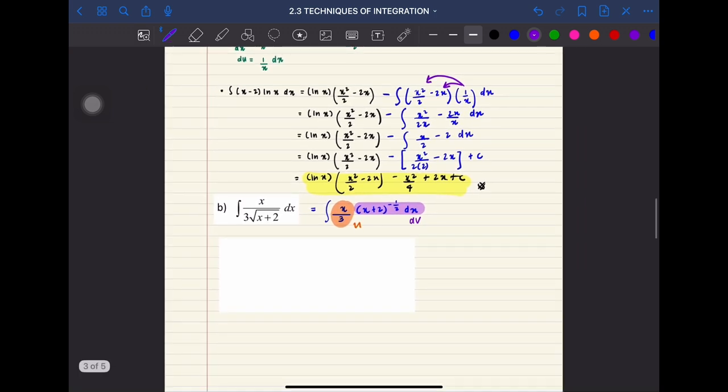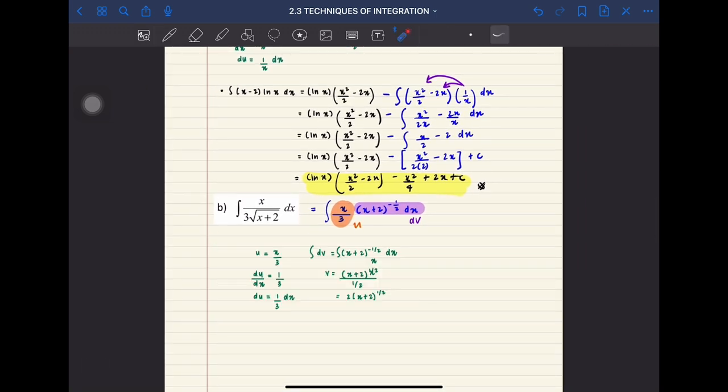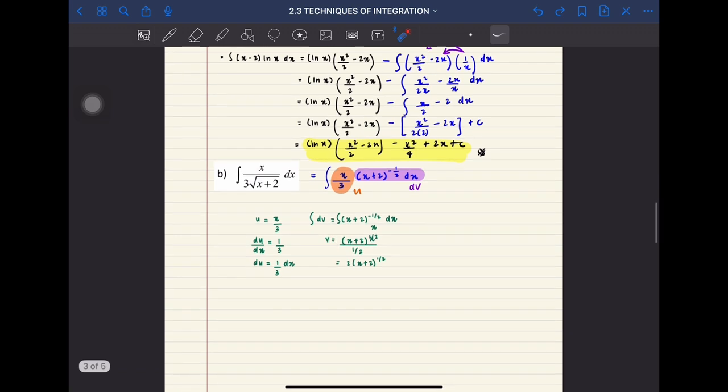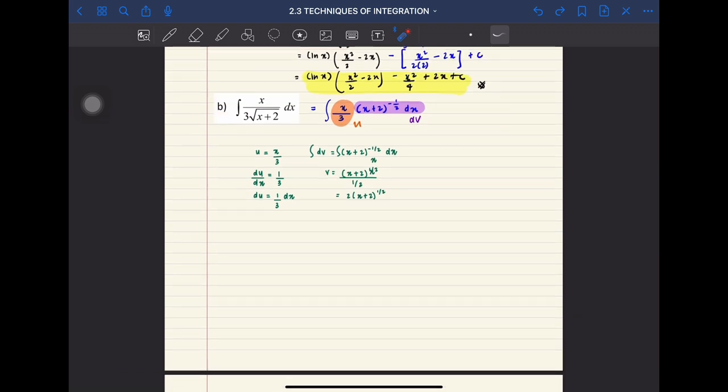Okay, again, do the same step. For u, you differentiate to get your du. And for the dv part, you integrate both sides to get your v. Okay, so now again, we substitute into our formula. The formula is the integral of u dv, which is our question, equal to uv minus the integral of v du.